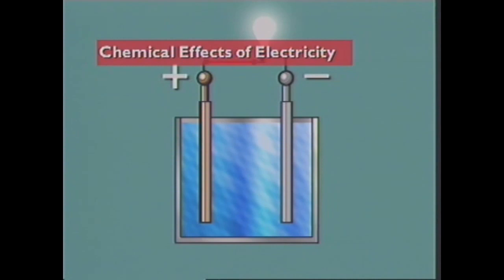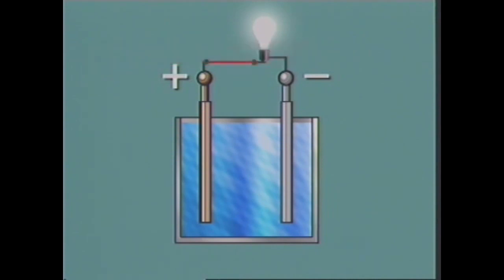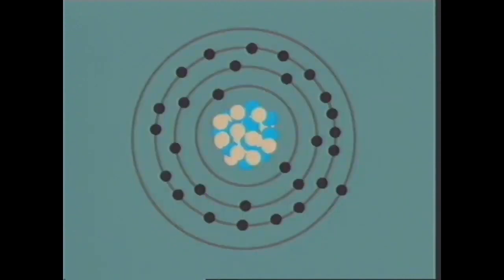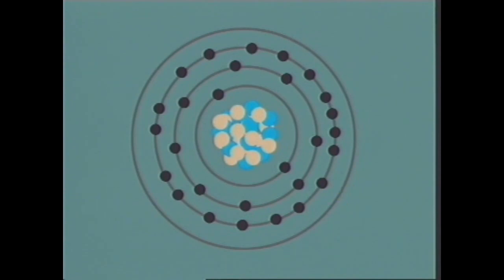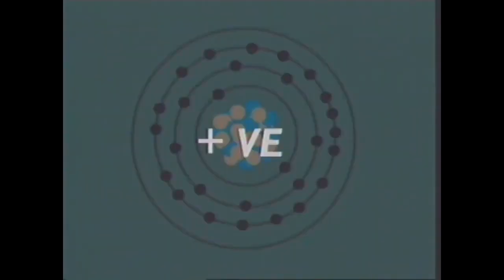This section examines the chemical effects of electricity. Chemical effects of electricity depend on ions, electrically charged atoms or groups of atoms. If an atom or group of atoms gain electrons, they become negatively charged. If they lose electrons, they become positively charged.